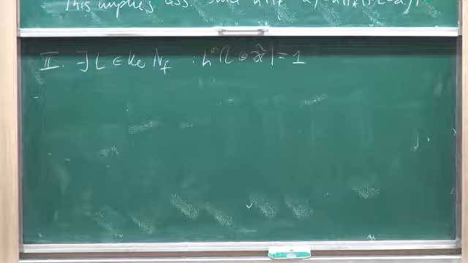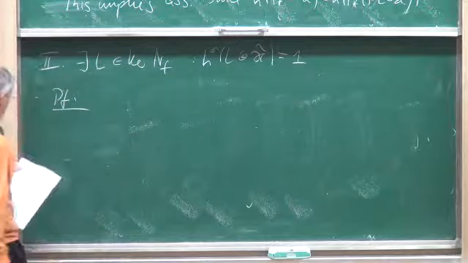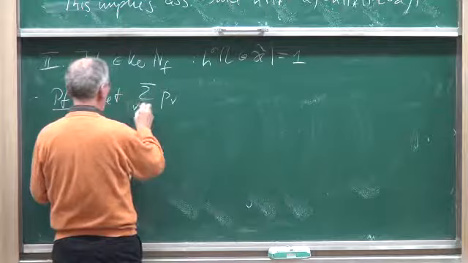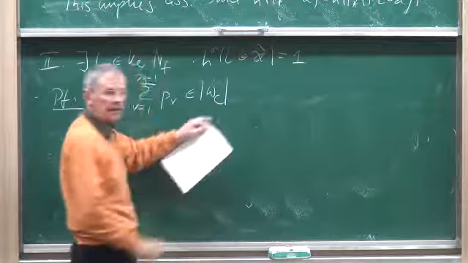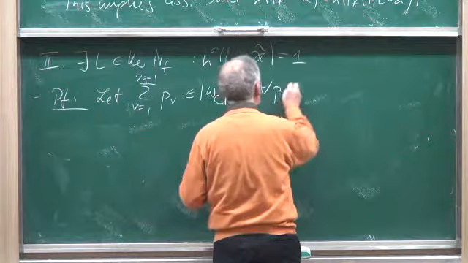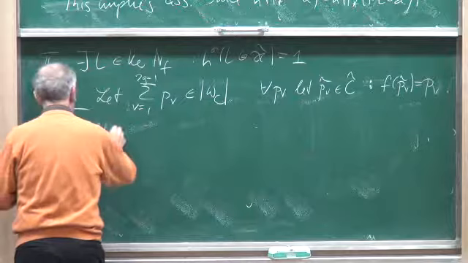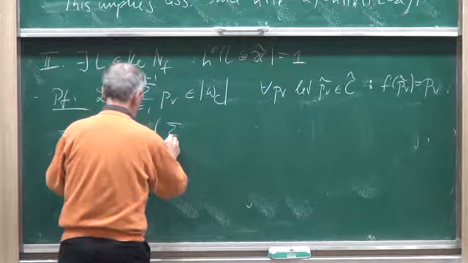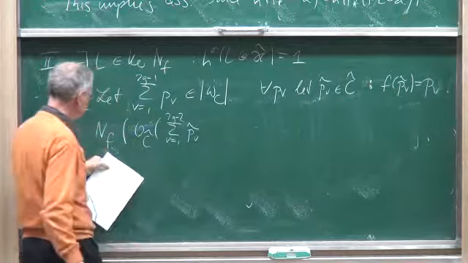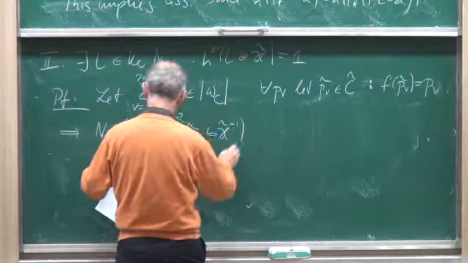So proof. Actually, here I'm cheating a bit, but I'll tell you where. So let the sum of P nu, nu from 1 to 2g minus 2, be a canonical divisor in the linear system of omega C. Okay? For all P nu, let P nu tilde be a preimage in C tilde, with the property F of P nu tilde equal to P nu. Then we consider norm F of O_C tilde of the sum over nu equal to 1 to 2g minus 2 of P nu tilde, tensor kappa tilde to the minus 1.